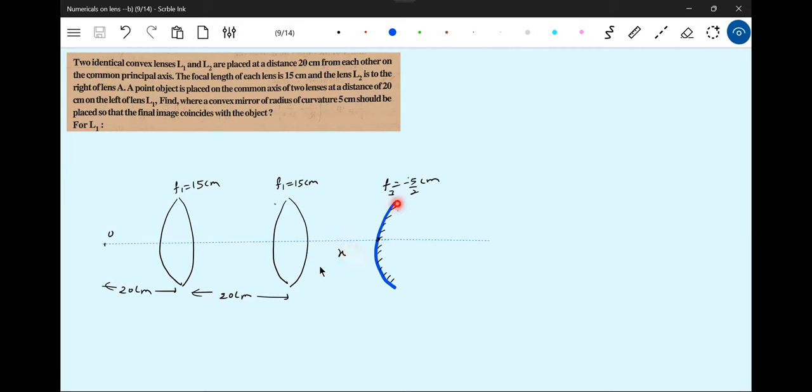Then again, for a curved mirror, what should be the condition? The ray should pass through the center of curvature. The incident rays on the mirror should be on the center of curvature. We know focal length is F2 here, and the center of curvature will be here. So the rays after refraction from this lens should be incident, should fall normally here.